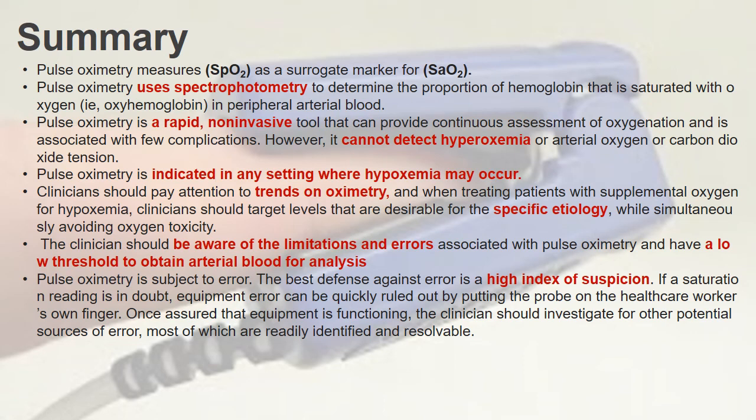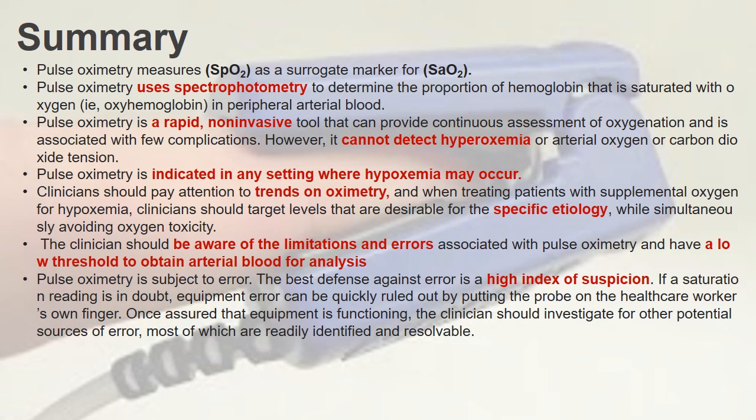Okay guys, what is pulse oximetry? We know that it gives you an SpO2 value, which is a surrogate of SaO2 in your blood. You don't have to go for an ABG every now and then when you have a pulse oximeter. It uses spectrophotometry to determine the proportion of hemoglobin that is saturated versus the hemoglobin that is not saturated in the peripheral arterial blood.